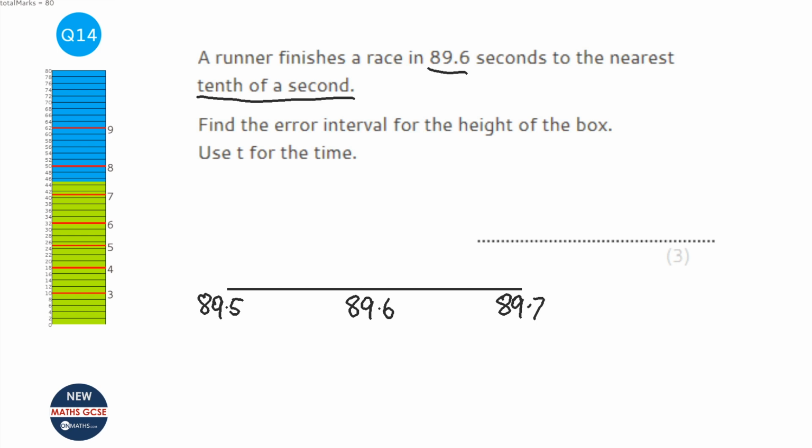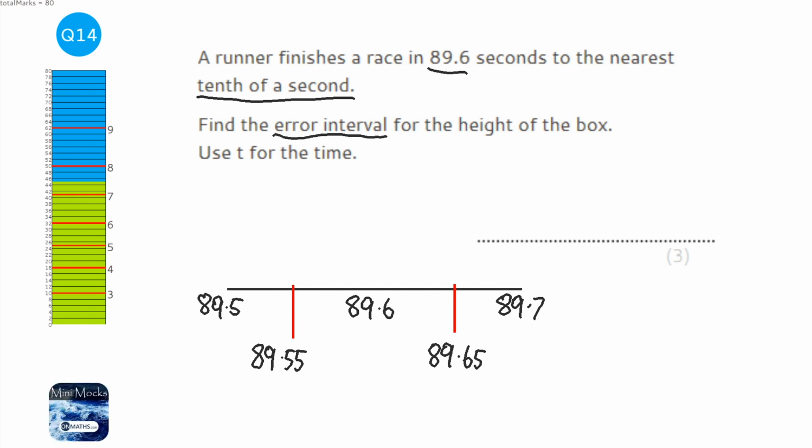89.7. Now to find the bounds, we just find the halfway points, and this left hand one will be the lower bound, the right hand one will be the upper bound. So that's going to be 89.55 and 89.65. Now it says it wants it as an error interval and use t for the time. So we put t in the middle, then we put the greater than sign on the left hand side, and then just the normal inequality on the right hand side.